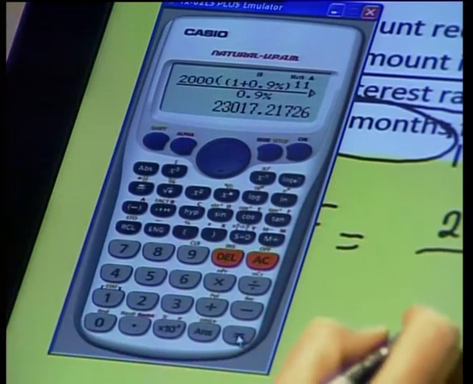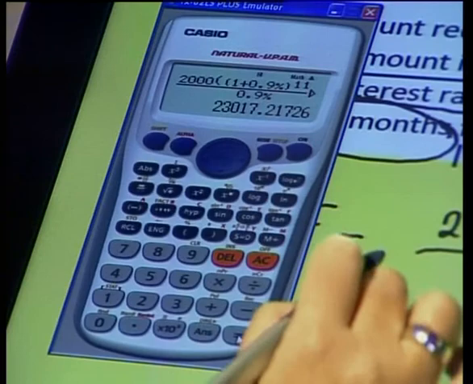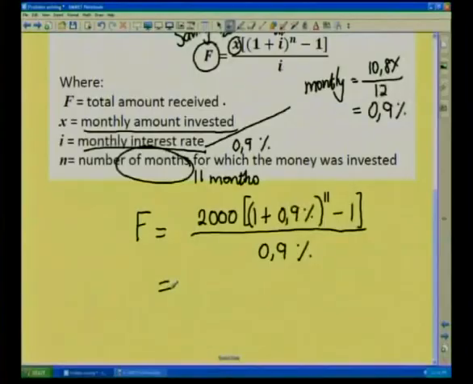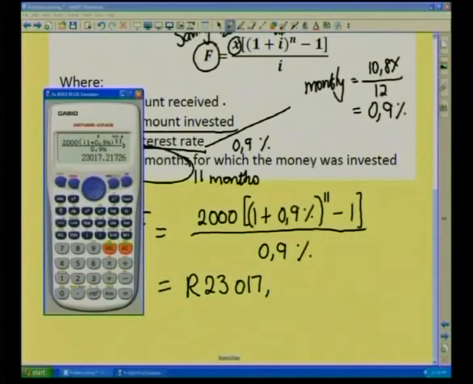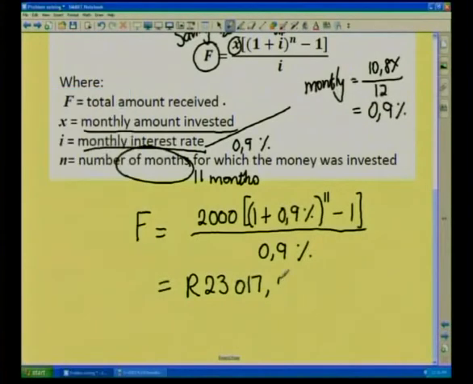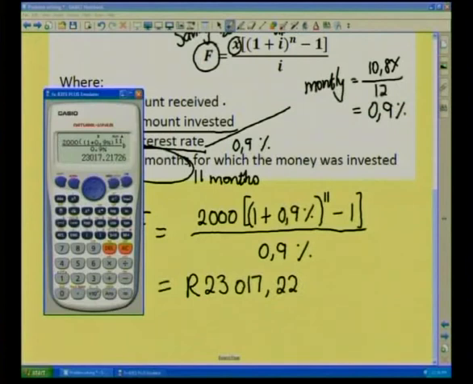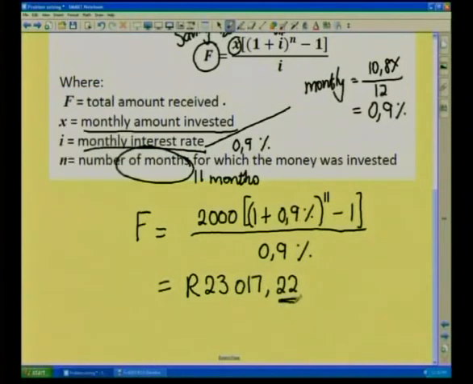And my answer should be 23,017 Rand and 22 cents. You can see that I've rounded that to 22 cents. So money always has 2 decimal places.